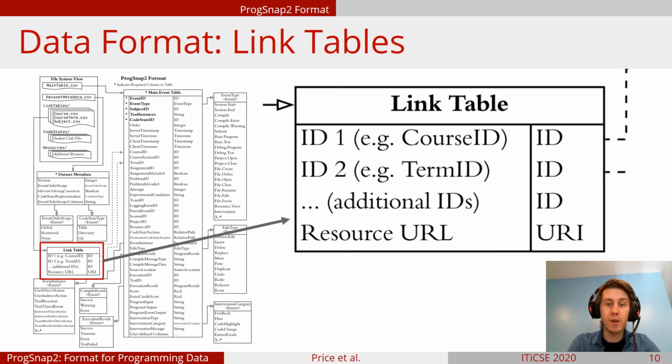Link tables provide a way of associating IDs or combinations of IDs with a resource. For example, for a dataset containing events from several courses in several academic terms, the dataset could contain a link table mapping a combination of course and term with a course website for that specific instance of the course.